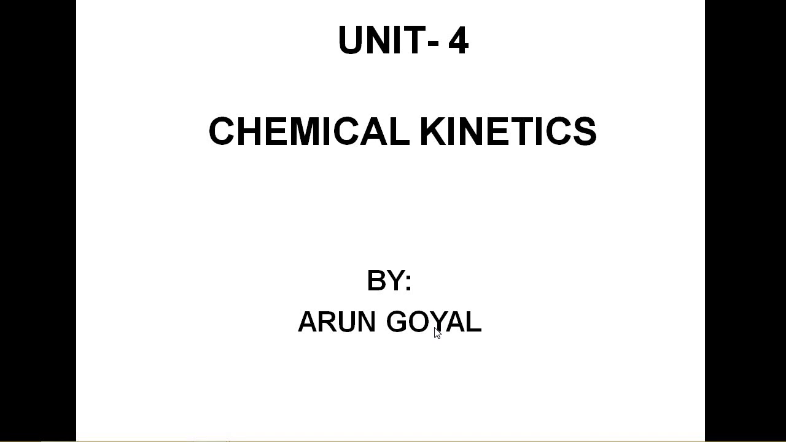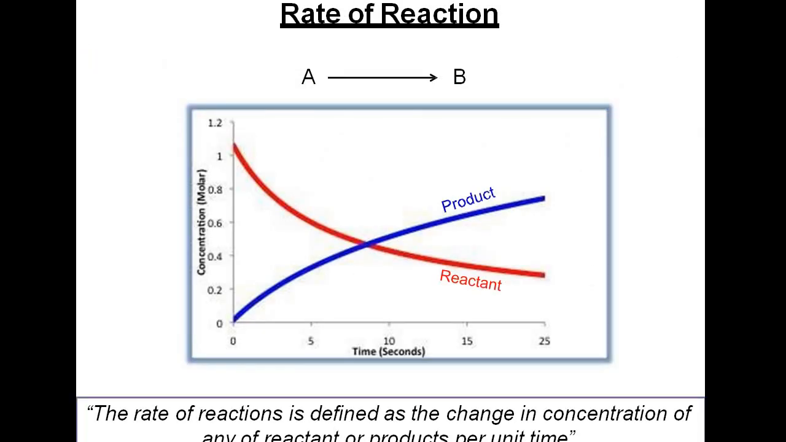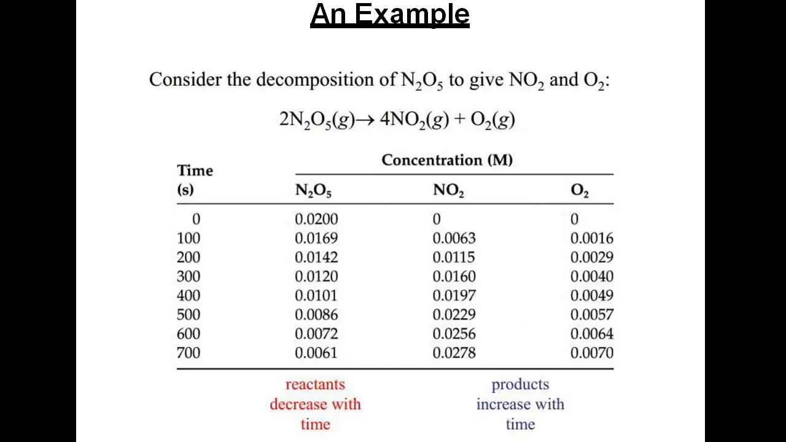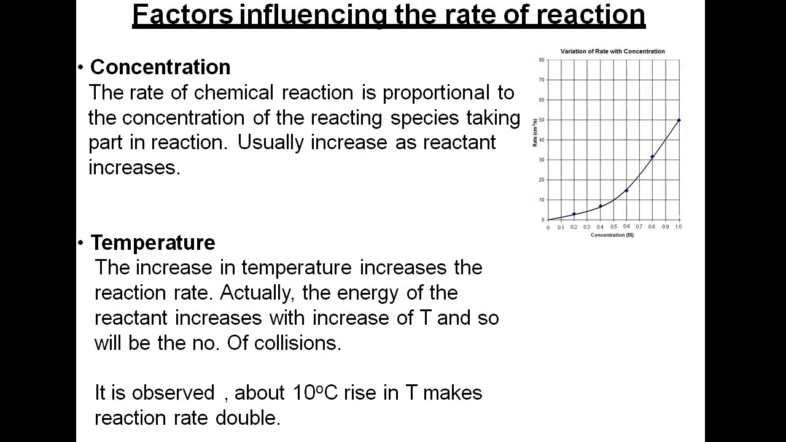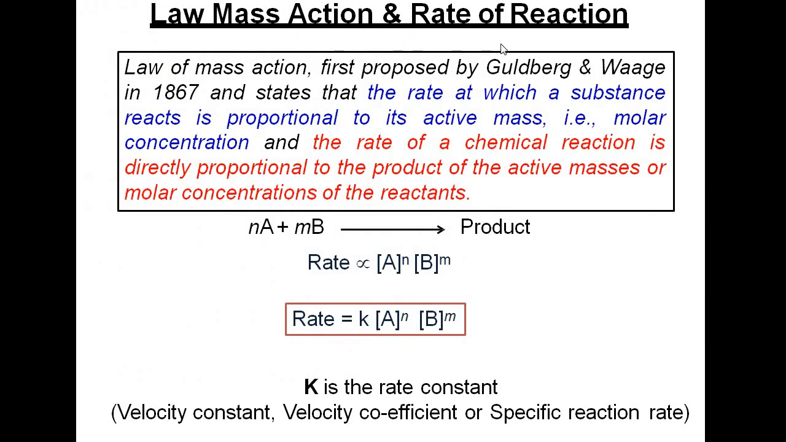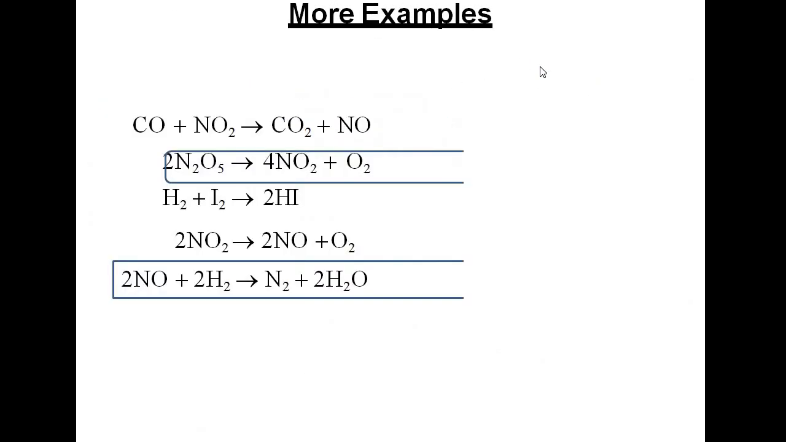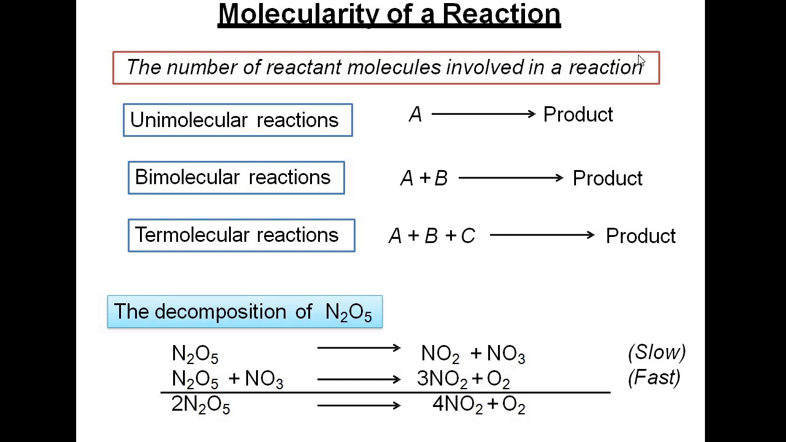We are discussing Unit 4 Chemical Kinetics. Till now, we have discussed chemical kinetics, its meaning, rate of reaction, its representation, factors affecting rate of reaction, law of mass action, rate law, rate constant, order of a reaction, molecularity of a reaction.